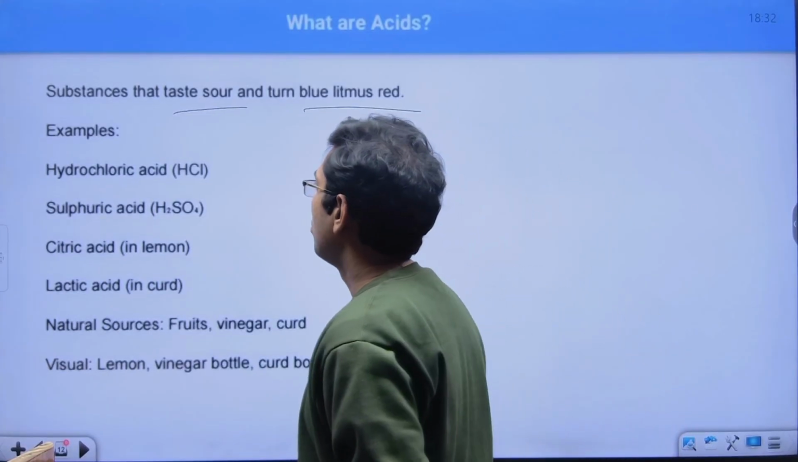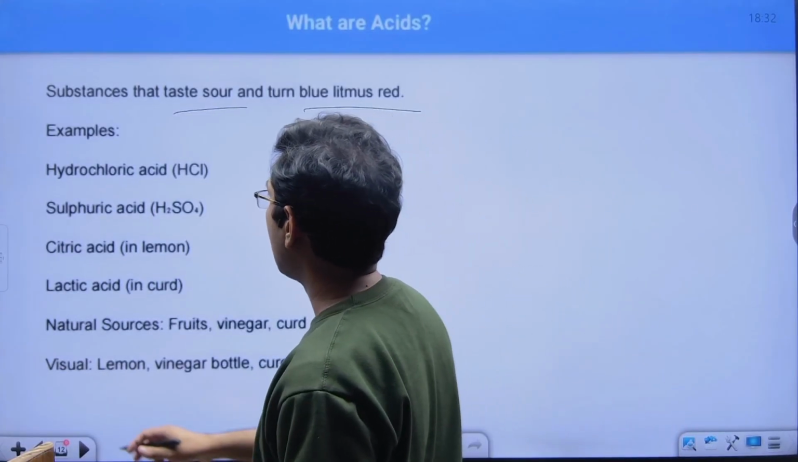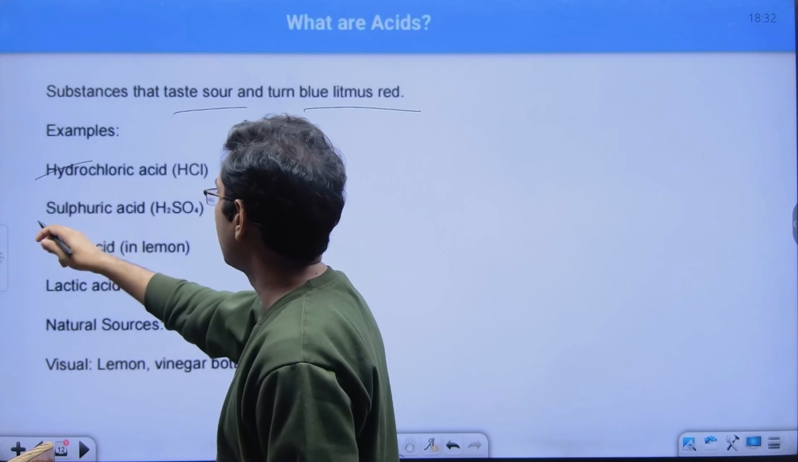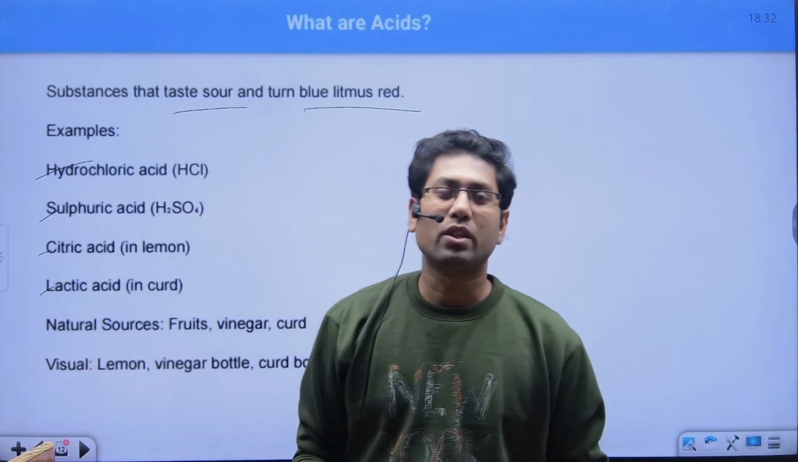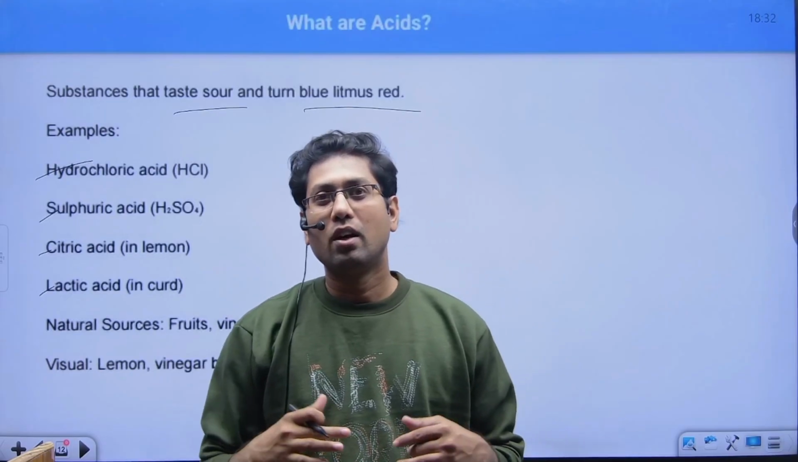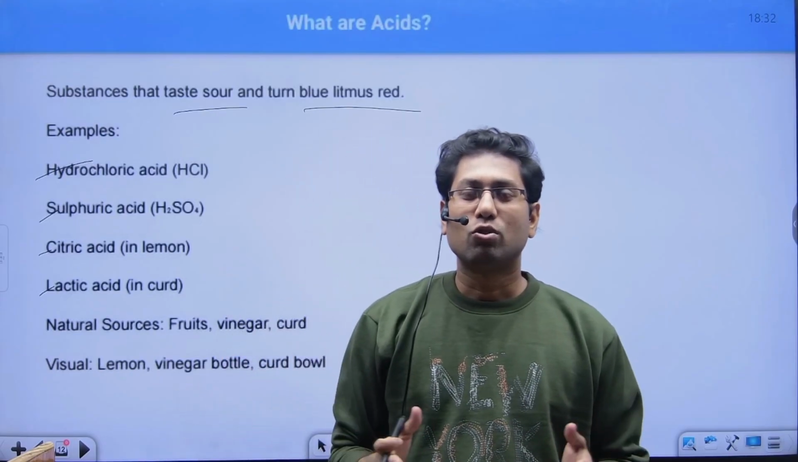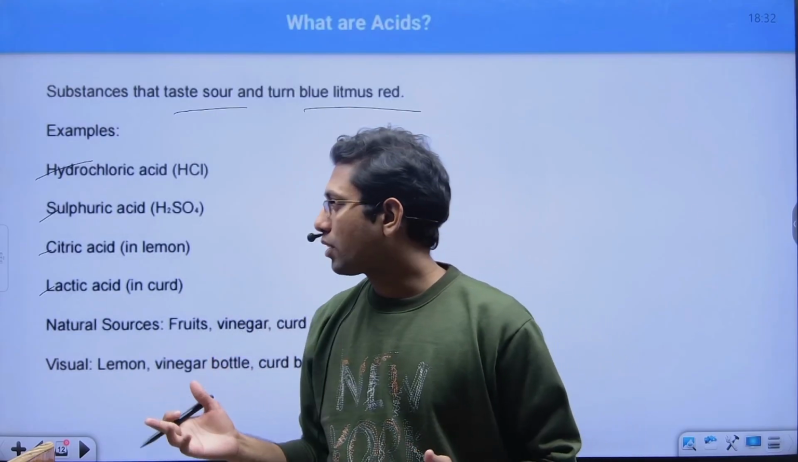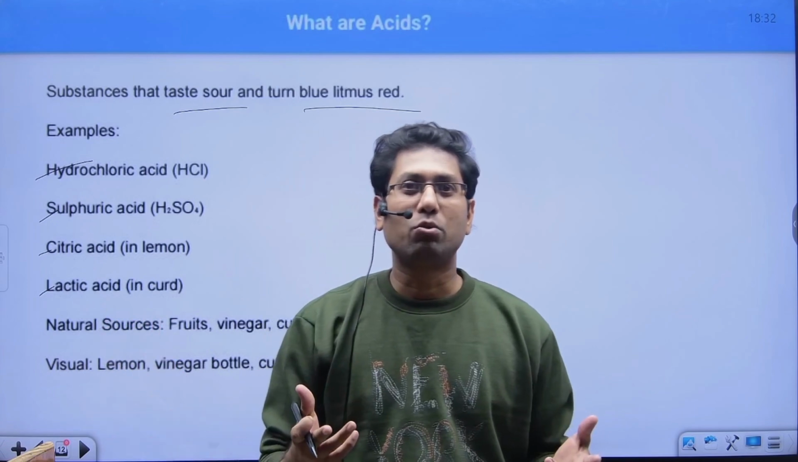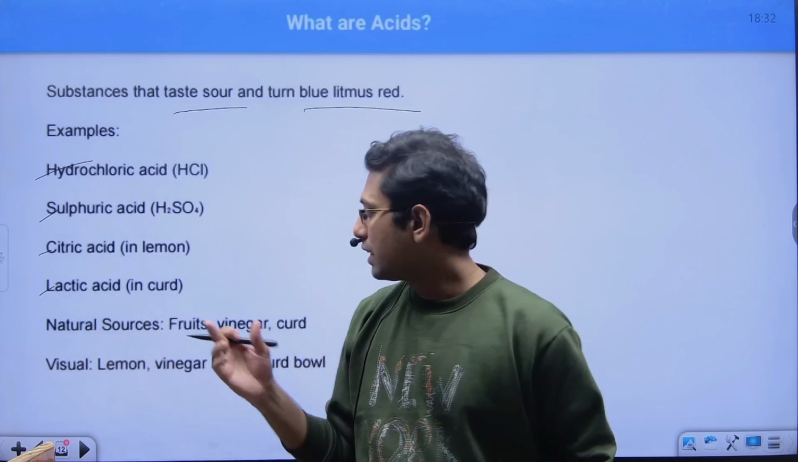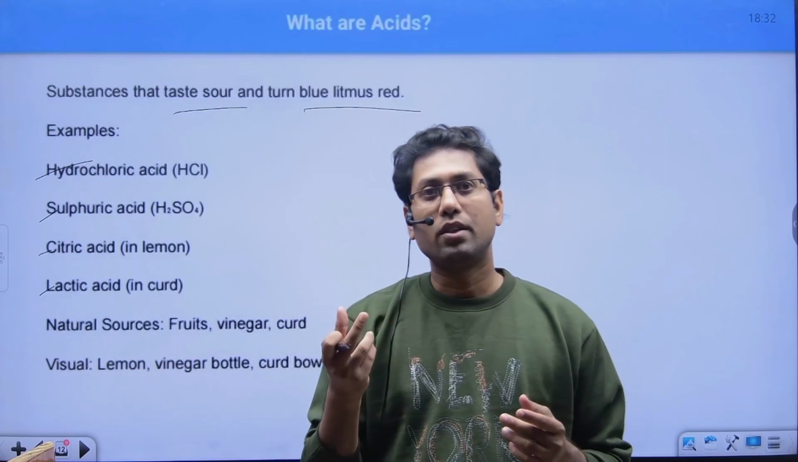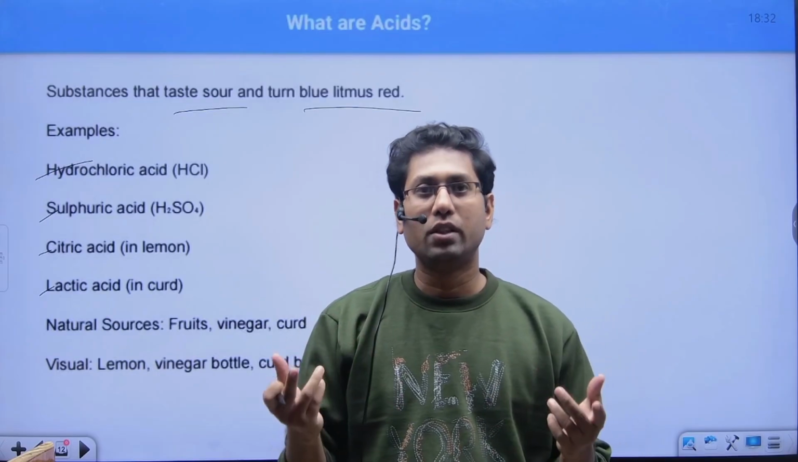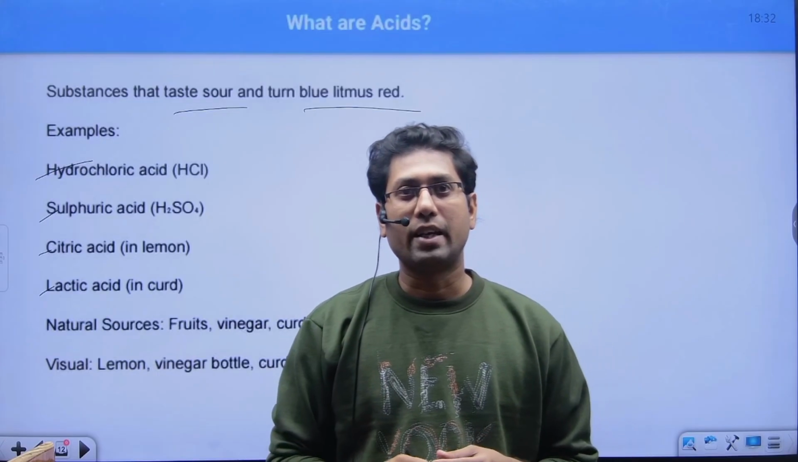If we discuss a few important examples, there are hydrochloric acid, sulfuric acid, citric acid, lactic acid. There are so many examples around you which are acids, bases, and salts. You must be aware of lactic acid in the milk that you drink. It has lactic acid in it. Curd which you eat at dinner and lunch also has lactic acid.